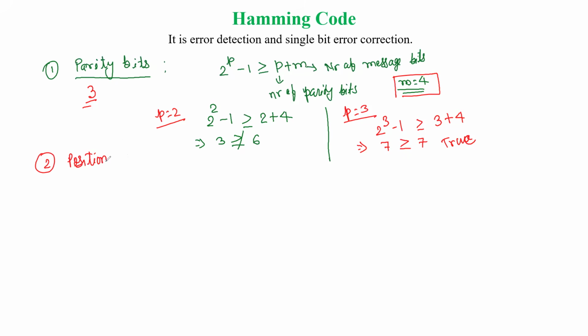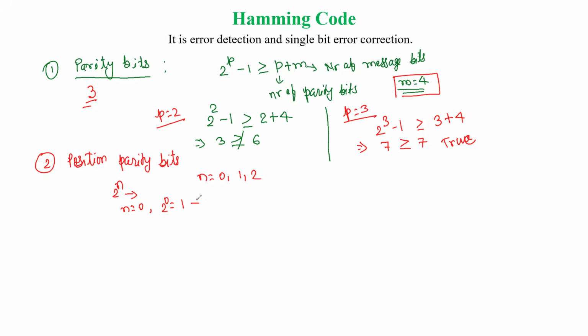At which position are we going to place the parity bits? The position of the parity bits is decided on the basis of 2 to the power n. Since here the number of parity bits is 3, this n value will be 0, 1, 2. So when we have n equal to 0, what do we get? 2 to the power 0, that is 1.